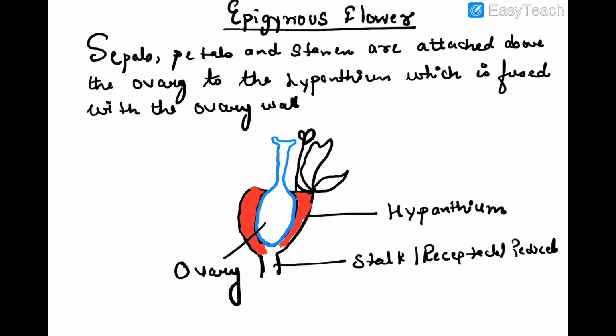At the top of the hypanthium, which means they are inserted above the ovary. So in an epigynous flower, first of all, the ovary is fused with the hypanthium, and sepals, petals, and stamens are attached above the ovary.